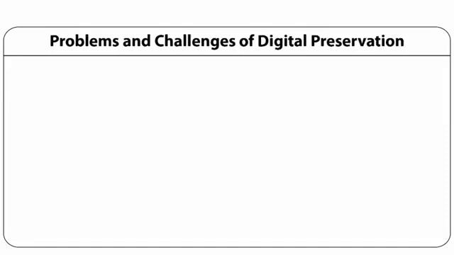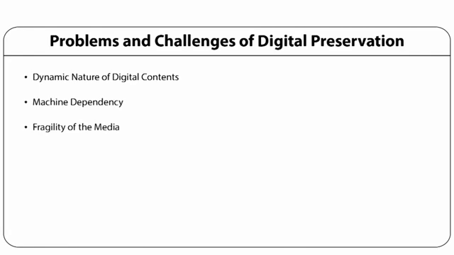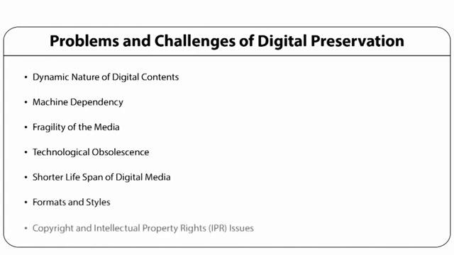So digital preservation problems are associated with the preservation of physical media on which the bits and bytes of electronic information reside, and also the refreshing of technology from old to new, and addressing the integrity and authenticity of the information originally recorded. Various reasons are mentioned, such as the dynamic nature of digital contents, machine dependency, fragility of the media, technological obsolescence, shorter lifespan of digital media, formats and styles, and copyright and intellectual property rights issues. Now let us discuss in detail about these issues.